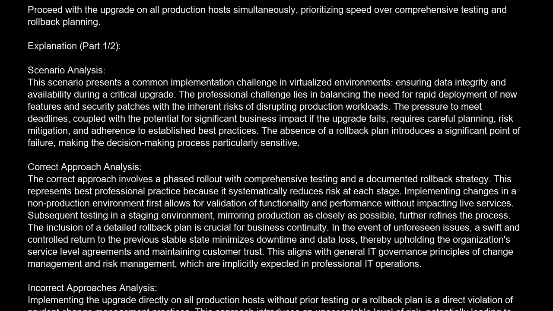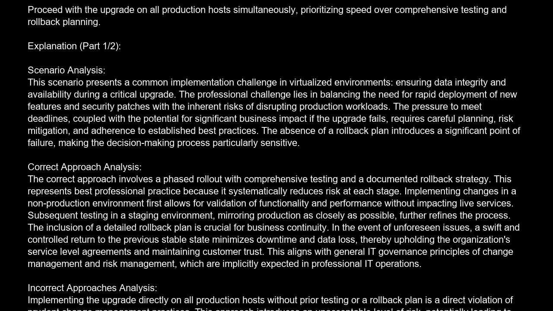In the event of unforeseen issues, a swift and controlled return to the previous stable state minimizes downtime and data loss, thereby upholding the organization's service-level agreements and maintaining customer trust. This aligns with general IT governance principles of change management and risk management, which are implicitly expected in professional IT operations. Incorrect approaches analysis. Implementing the upgrade directly on all production hosts without prior testing or a rollback plan is a direct violation of prudent change management practices.